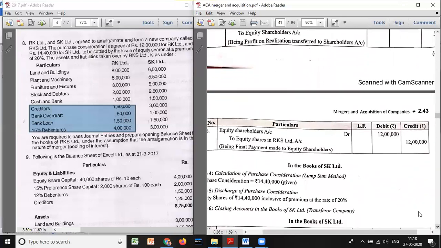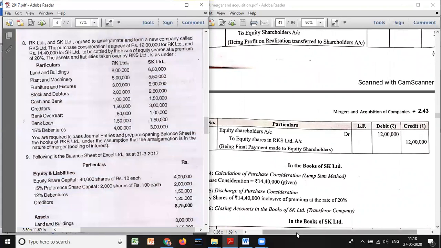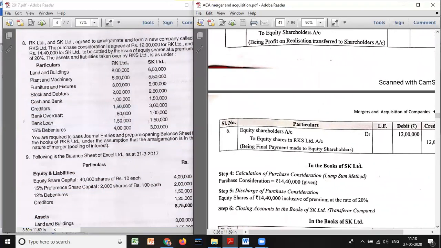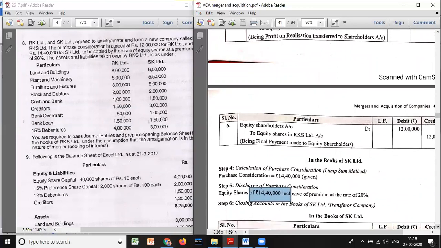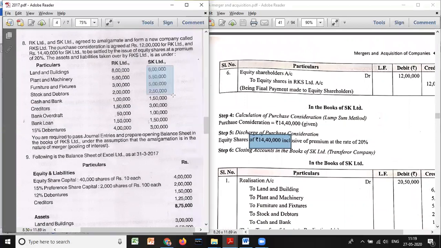For SK, the PC amount is how much? 14 lakh 40,000, and discharge is also by issue of equity shares. Once again, you have to pass the same journal entries. You have to take all assets, so if you total, you will get 20 lakh 50,000.